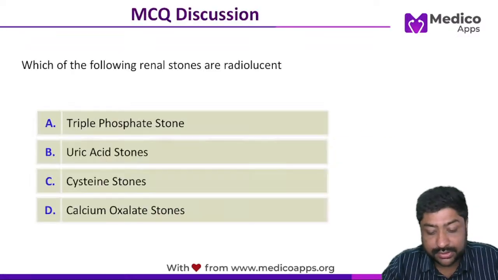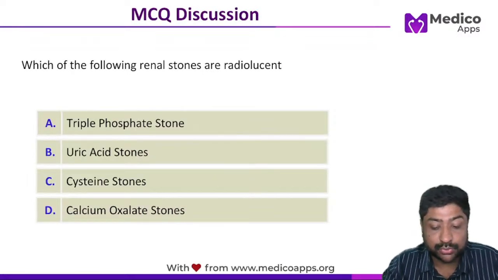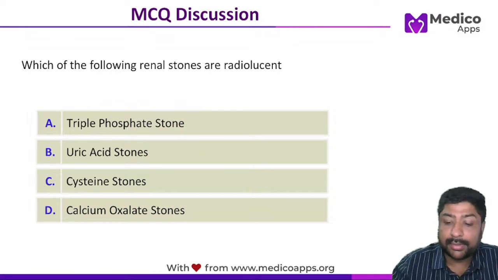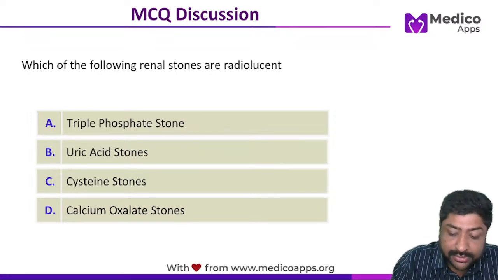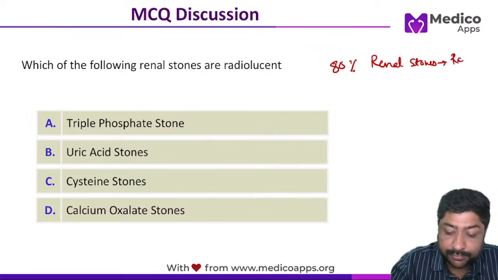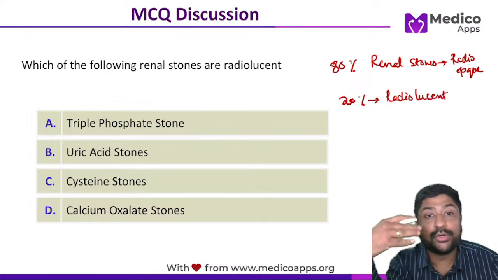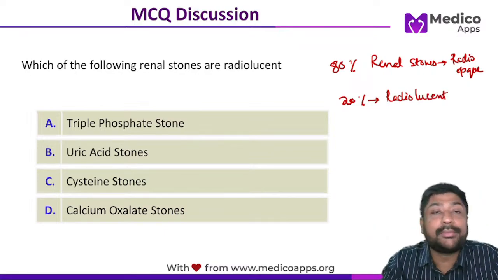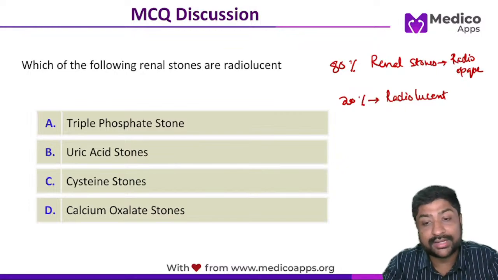So this was the first question. Which of the following renal stones are radiolucent? Now remember, 80% of the renal stones are radio opaque, and only 20% are radiolucent, which means when you do an X-ray, you will not be able to see these stones on X-ray.